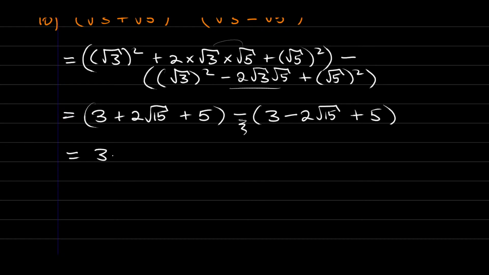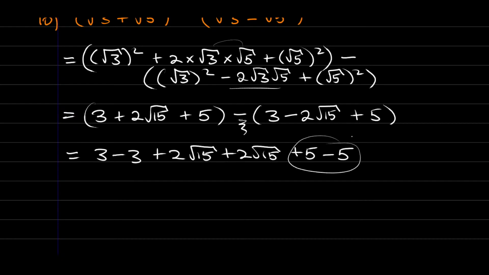So this is 3 minus 3 plus 2 root of 15 plus 2 root of 15, and then plus 5 minus 5. So this here is going to cancel off here. This here is going to cancel off here. So this came from this point. This came from this point. I just grouped them together as I was separating them.